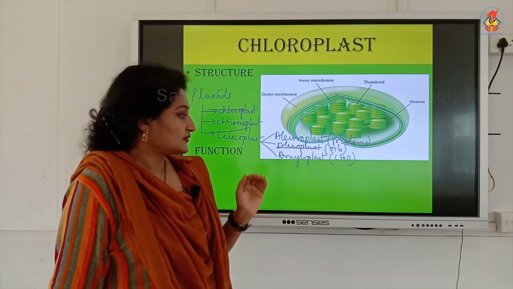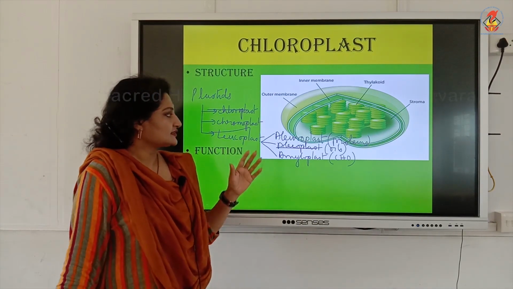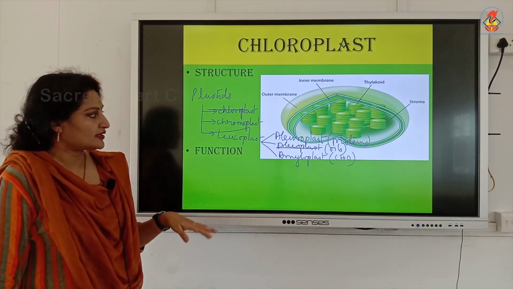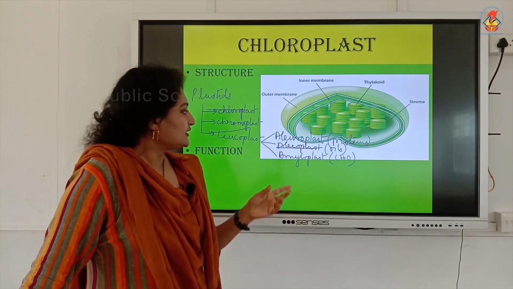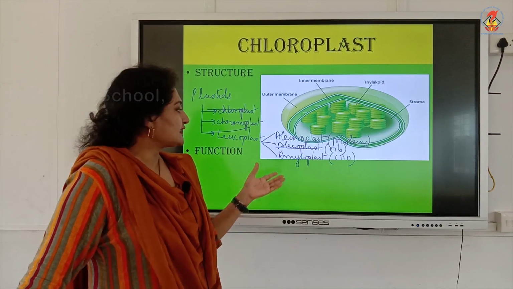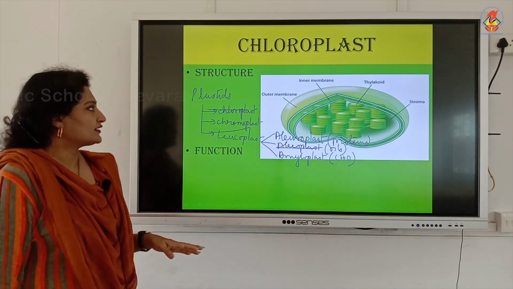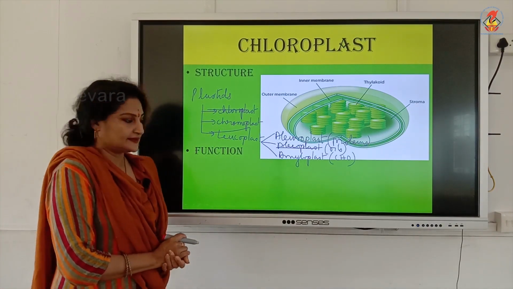They are meant to store nutrients. They are mainly of three types: proteinoplast, elaioplast, and amyloplast. The first stores proteins, the elaioplast stores oils, and amyloplast stores carbohydrates. I hope chloroplast is clear.